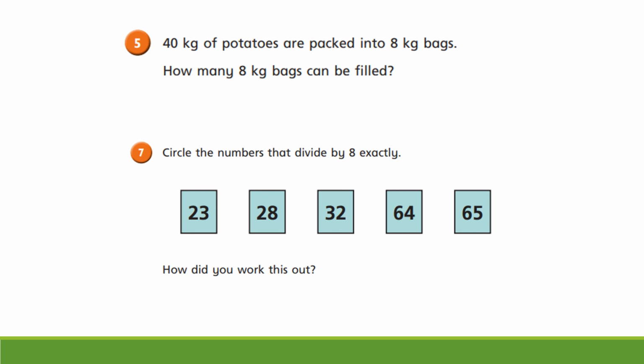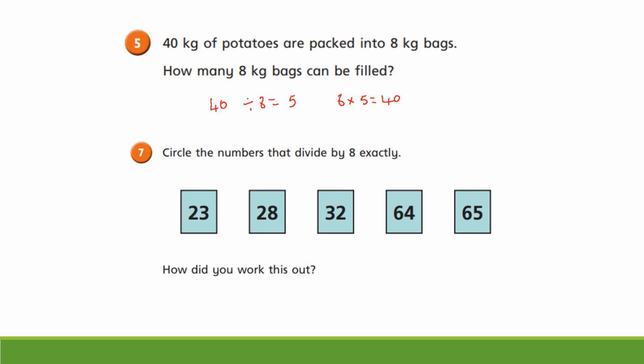Let's look at the answer for number 5. 40 kilograms of potatoes are packed into 8 kilogram bags. How many bags can be filled? So let's write a sentence. So we've started with 40 and we're dividing them by 8, and the answer is going to be 5 because I know that 8 times 5 equals 40. Again, I have used my multiplication and division facts to help me with this question.